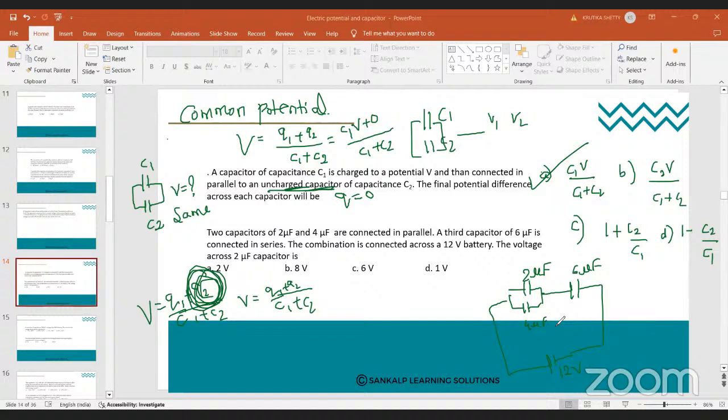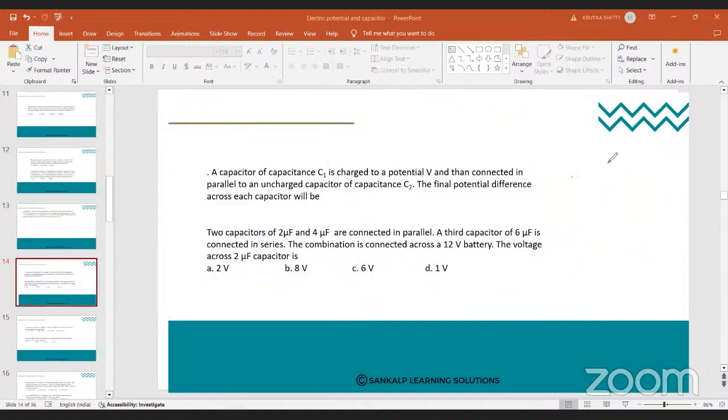The voltage across the 2 microfarad capacitor is, so very simple question. You need to calculate the voltage across that 2 microfarad. See how you are going to do. I'll give you the figure again. So this is 2 microfarad, and this is connected to the 4 microfarad in parallel, and in series this is connected to the 6 microfarad, and the potential is 12 volt.